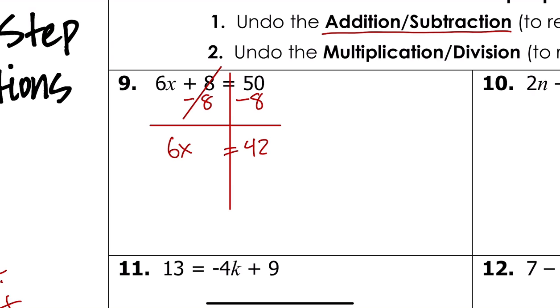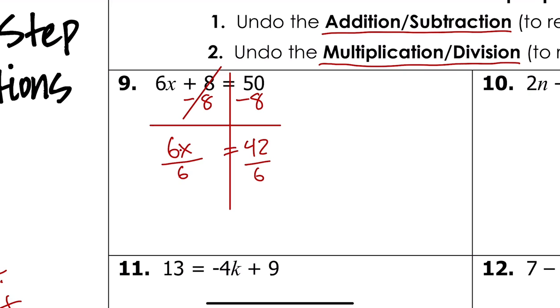Now we need our second step. That's going to be multiplication or division. So we're taking a look. I see we have 6x. Remember, if we have a number and a variable, that means that they're being multiplied. So opposite of multiplication will be division. So we're going to divide by 6 on both sides.